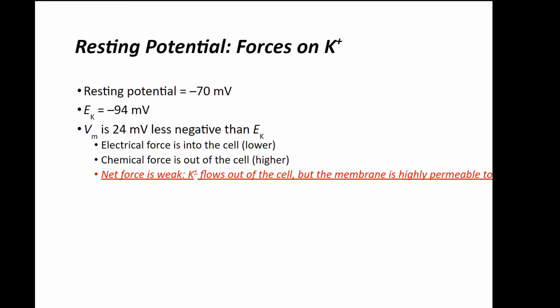So our resting membrane potential is at negative 70 millivolts. If we're looking at potassium first, our potassium equilibrium potential is negative 94. This means that we're a total of 24 millivolts away from the equilibrium potential for potassium. So we can see, right? We need to become 24 millivolts lower in order to reach that equilibrium potential. And this basically means that our force is pretty weak.